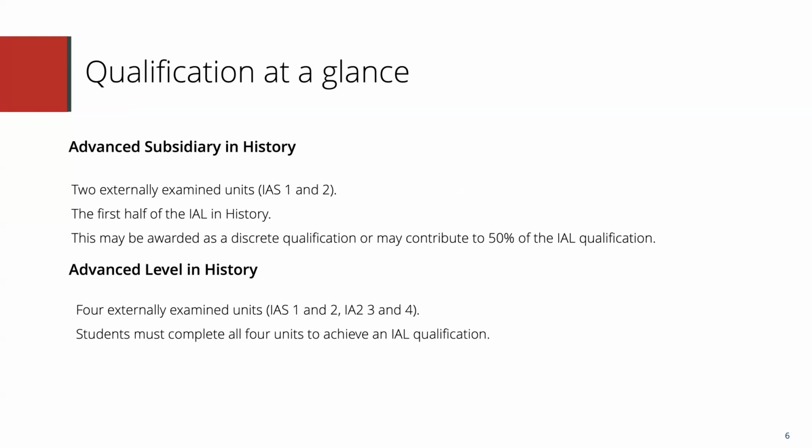And that can be awarded as a discrete qualification, or can contribute to 50% of the overall international A level in history. And then that full international A level is the 4 externally examined units, 1 to 4. To achieve that qualification, students must complete all 4 units.